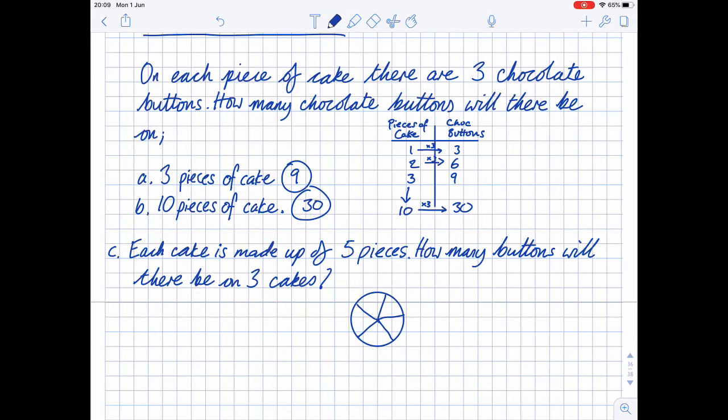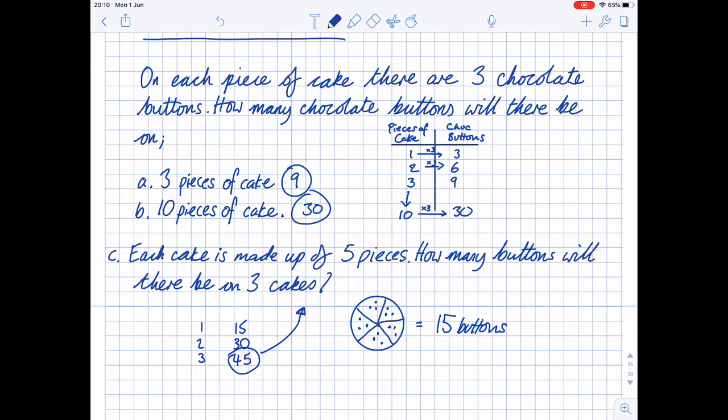Each one of those has got 3 buttons on, hasn't it? Yeah, you with me? So on one cake, how many chocolate buttons are there? It's 15, aren't there? 15 buttons. So rather than draw out 4 more of those, we've got 3 cakes. If I know that there's 15 buttons on 1, on 2 there would be 30, wouldn't there? On 3 there'd be 45, because I'm just adding on 15 every time I add a cake. Oh, I've already got the answer, haven't I? Fantastic. So I only asked you 3 cakes. So the answer is 45 chocolate buttons for C.